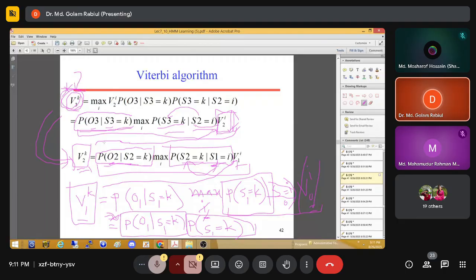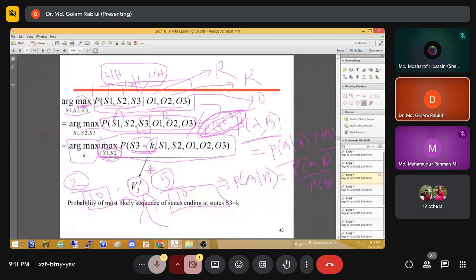If we know the V3 equal K, that means we know these values. Now we have to take the max K. So that means for high atmospheric pressure or low atmospheric pressure, for which value we will get the maximum, we need to find out that. Then that will be our day three state.